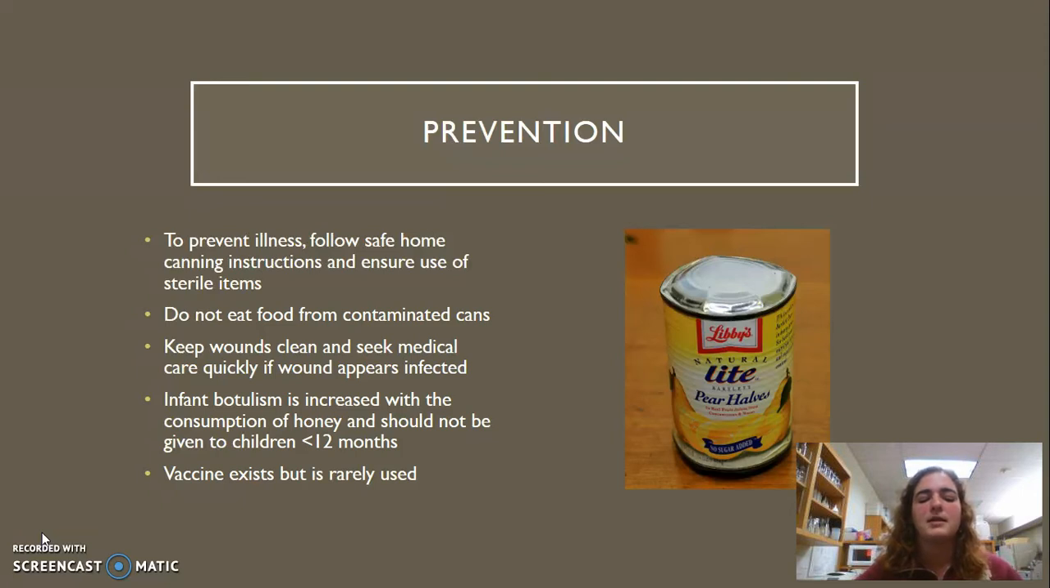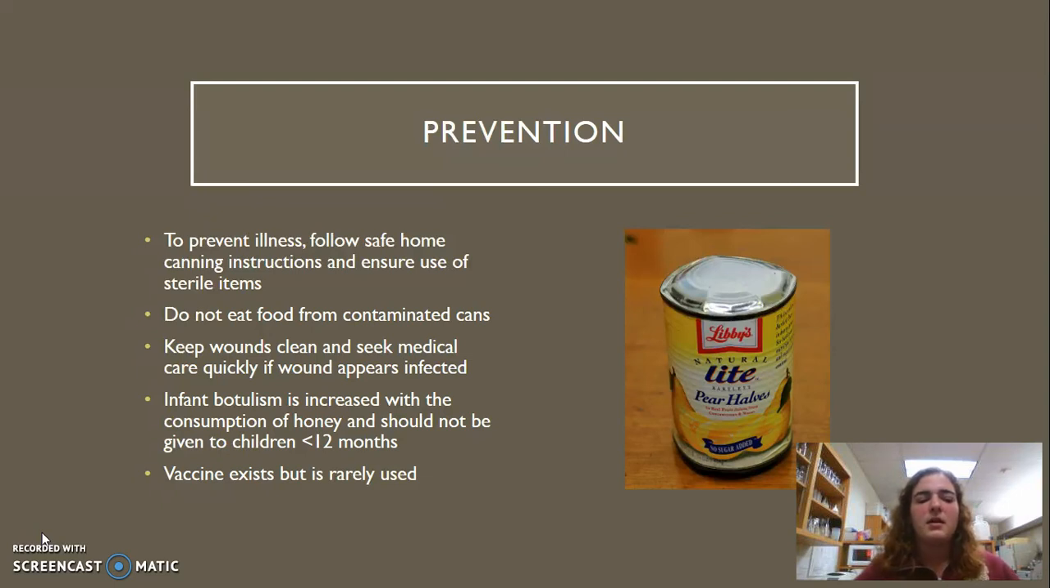This can present in a number of ways. There could be a milky substance in the fluid of the canned products, or like the picture shows, the raised lid. Anything that just looks abnormal to canned food, or when you first canned it, I would just avoid at all costs, because it could be contaminated with the bacteria or the toxin and cause botulism. To prevent wound botulism, you should keep all open skin lacerations clean, and if it becomes infected, seek medical attention right away.